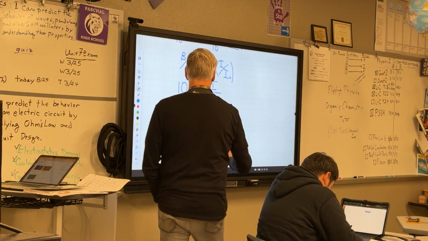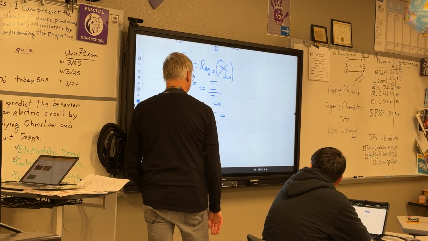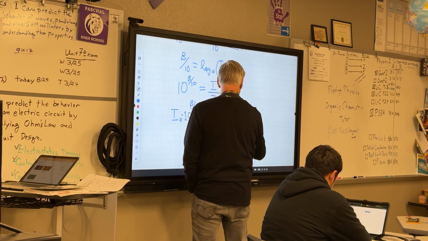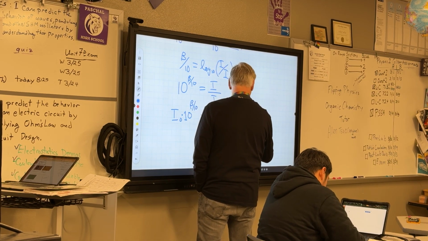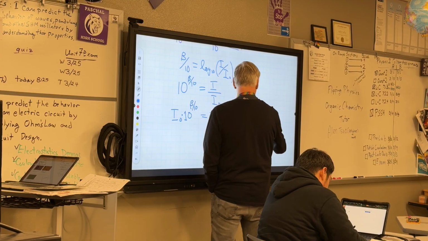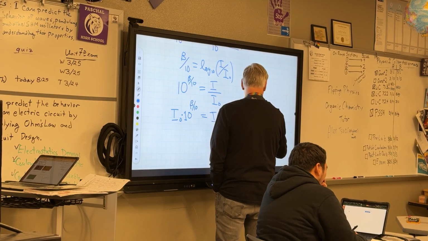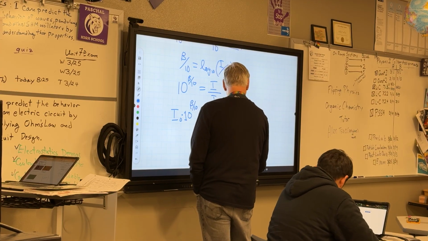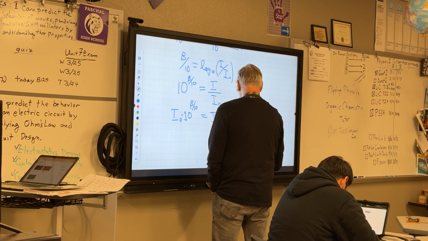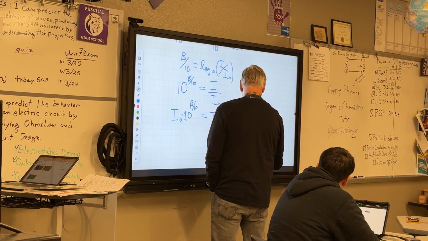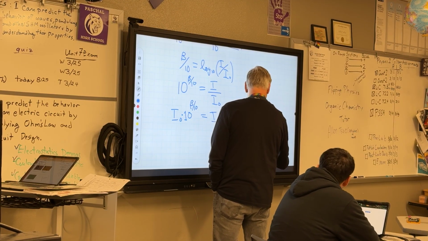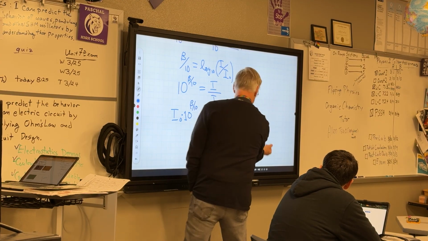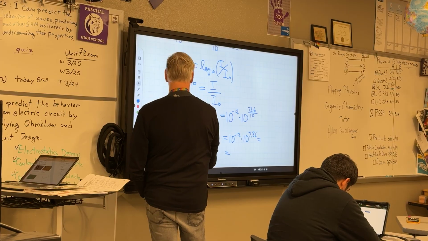I'm just going to plug all the values in on this other side for I. This is going to be 10 to the negative 12 times 10 raised to the beta over 10. Beta is 73.6, and I'm dividing 73.6 by 10. So that would be 10 raised to the negative 12 power times 10 raised to the 7.36 power. And another trick you can play with exponents is, if they have the same base, you can add the exponents together.